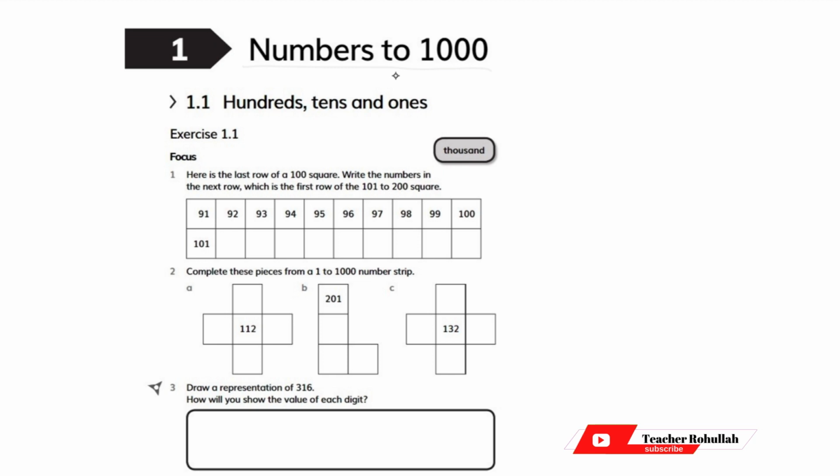In this video, I'm going to solve the first 13 questions of Grade 3's workbook, which is about numbers to 1000. Let's start with the first question.